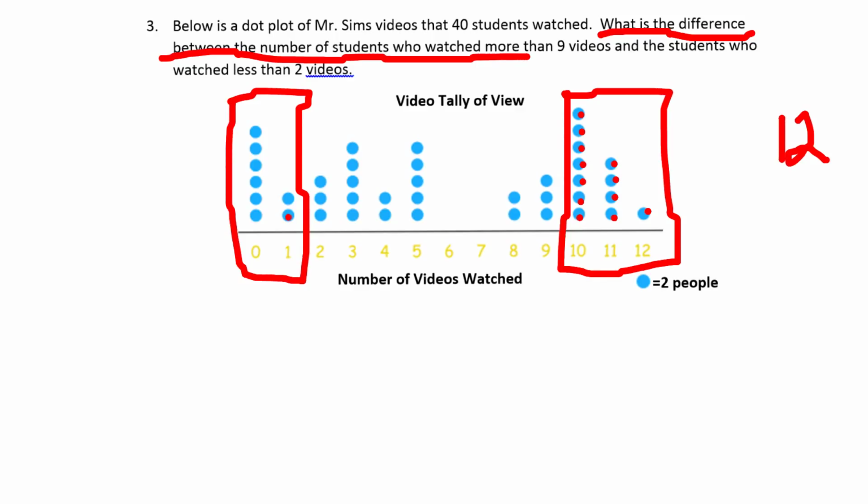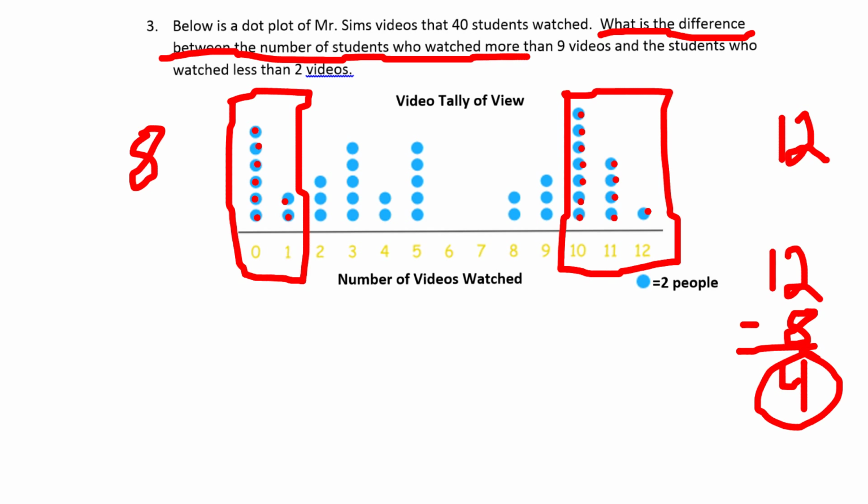And on this side, we have 1, 2, 3, 4, 5, 6, 7, 8. So we have 8 that watched less than 2 videos. So it's very tempting to just want to go 12 minus 8 is equal to 4. And I can guarantee you that that will be answer choice A or B on a STAAR test question. They want to see how well you're paying attention. And what we've discovered is that is the wrong answer, but it is one that people are going to do very often. Can you figure out why 4 is the wrong answer?